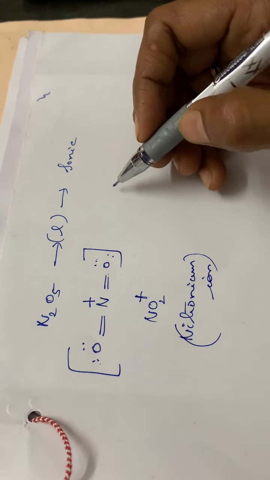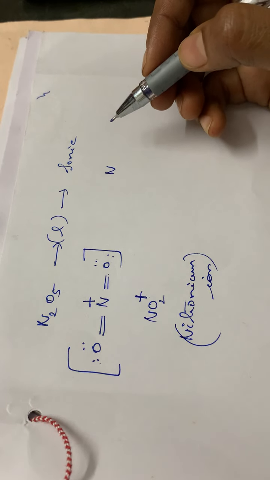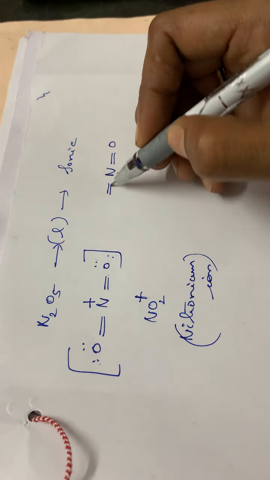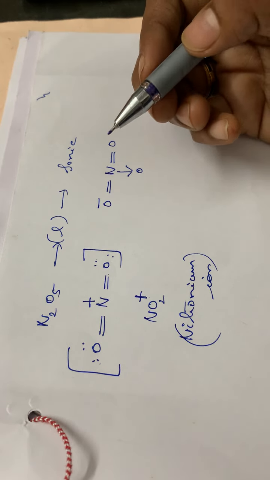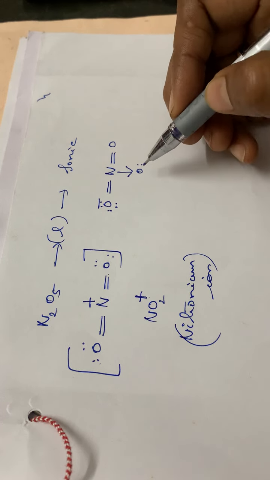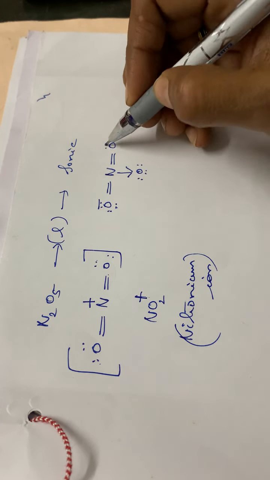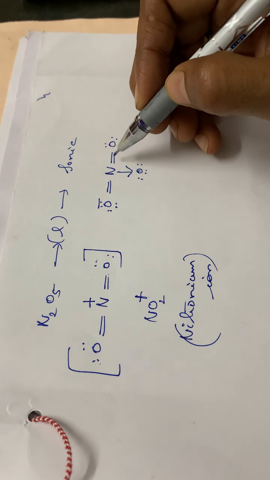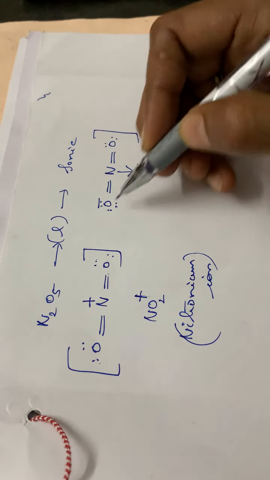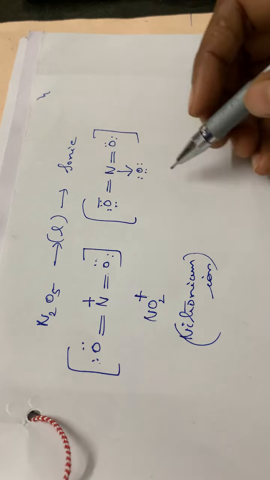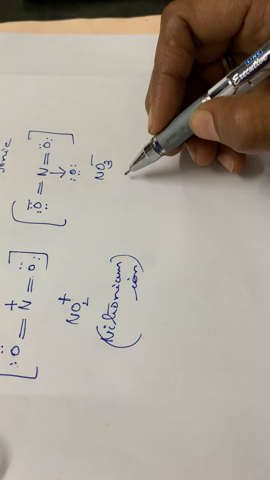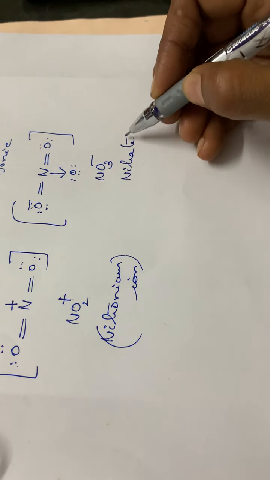Then the next structure is the negatively charged structure, and it will be like this: N double bond O, then a coordinate bond O, then double bond O, and for this oxygen, one negative charge. 2, 4, 6 for this oxygen, 2, 4, 6, 8. So what is this structure? NO3 minus, isn't it? NO3 minus is the nitrate ion.